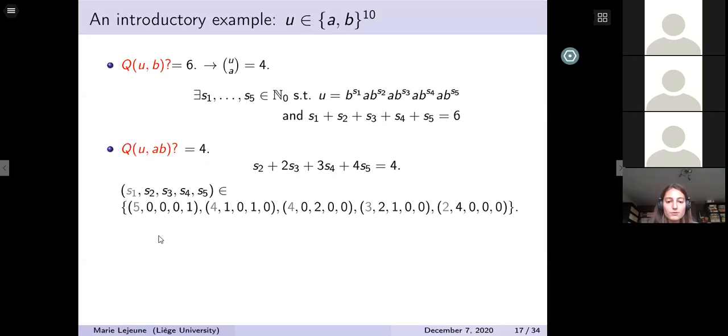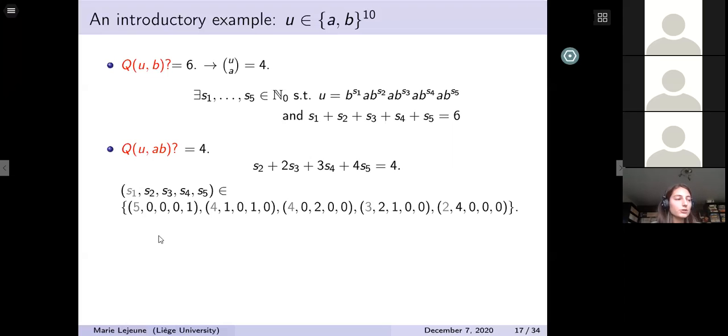So if I want to solve the equation, I have 5 solutions for S2, S3, S4, S5. And then S1 is deduced from the first equation. But I still have 5 possible answers, so the word is not uniquely determined. And I need to ask another question.